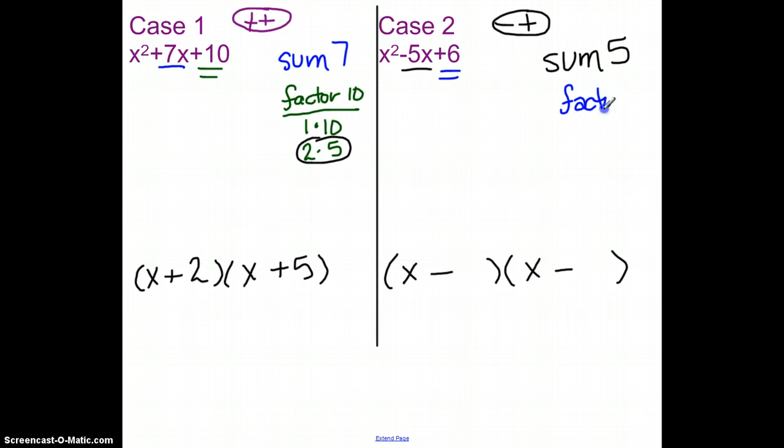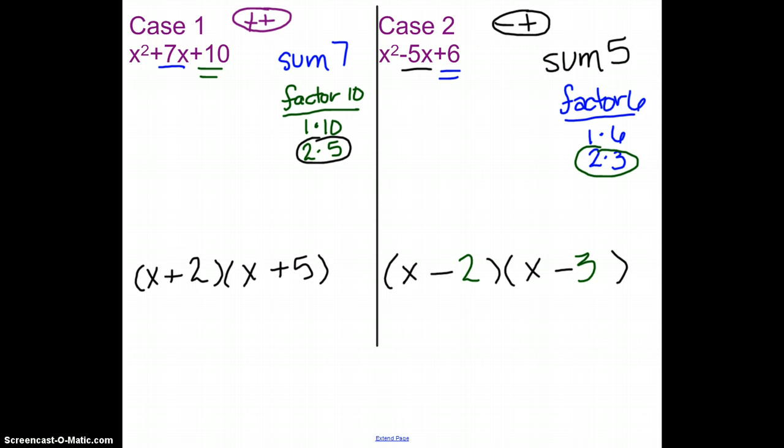So if I list my factors of 6, 1 and 6, and 2 and 3. Now I want a pair of factors of 6 that give me a sum of 5. So this pair right here would give me a sum of 5. And then I would put 2 and 3 in these spots.